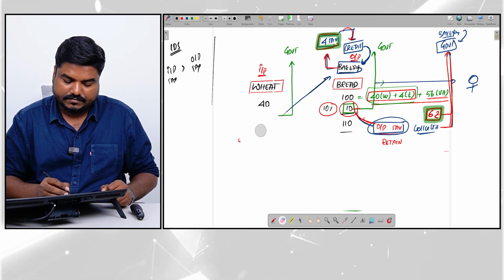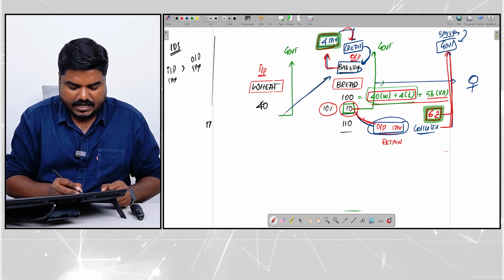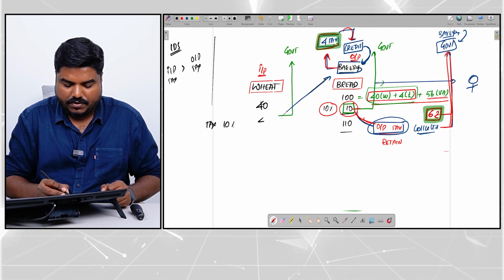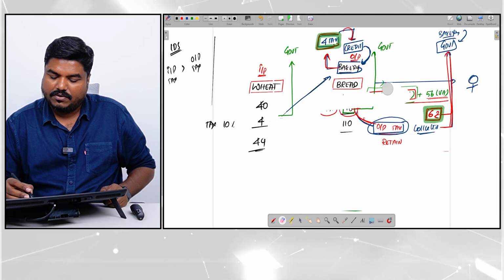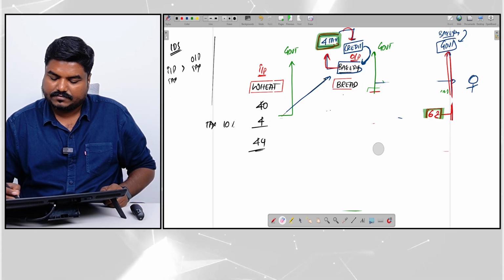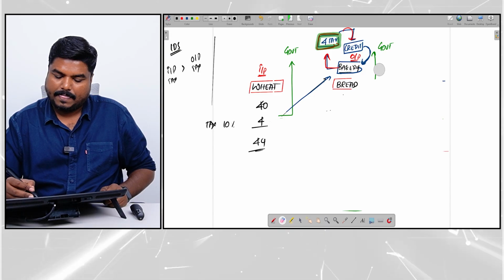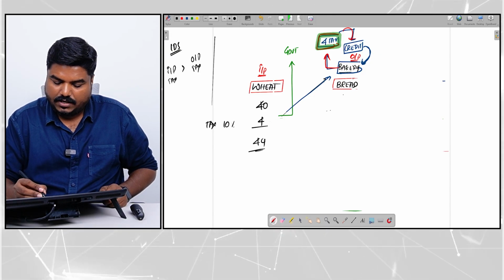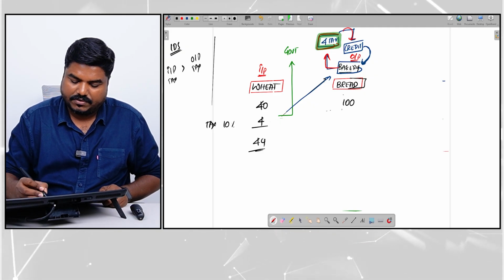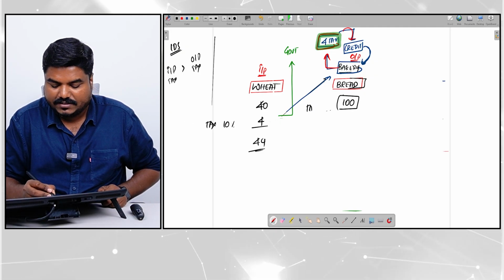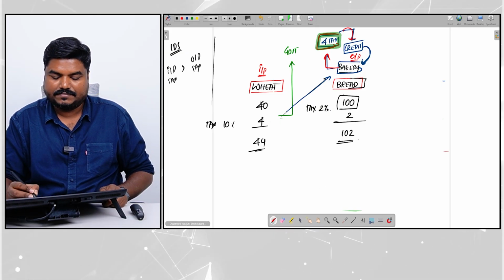Now for wheat it is 40 rupees, no doubt. Let the tax be 10% only, no problem. So it is 4 rupees, 44 rupees. For bread alone, we will do some changes. Now bread is 100 rupees. Now assume this is the input, the wheat is the input. For bread, assume the tax is only 2%. So what happens? 2 rupees, 102 rupees.